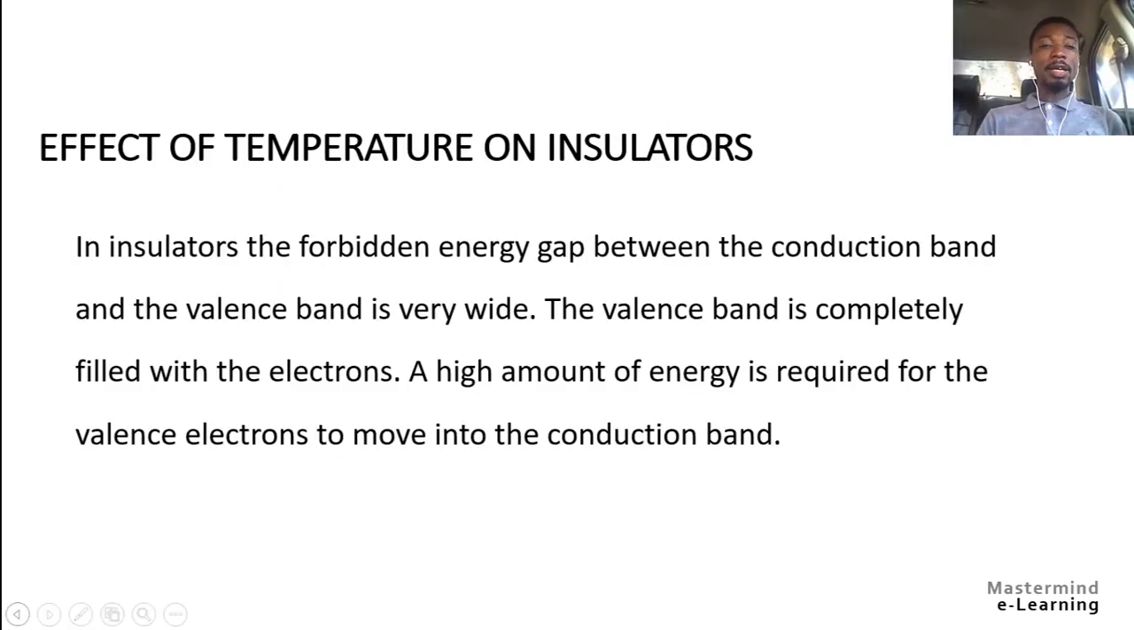In insulators, the forbidden gap between the conduction band and the valence band is very wide. So it means that more energy is required before electrons can jump from the valence band into the conduction band. Now, the valence band is completely filled with electrons.